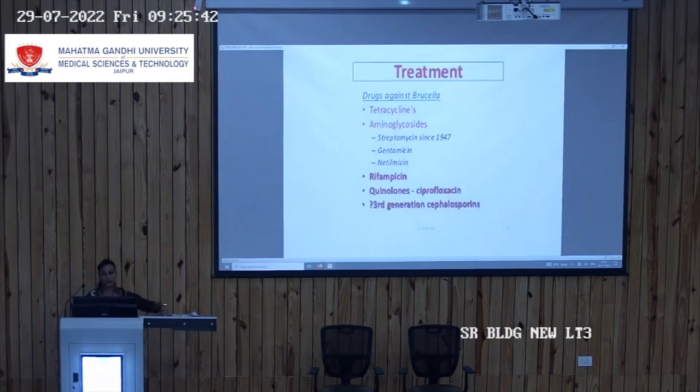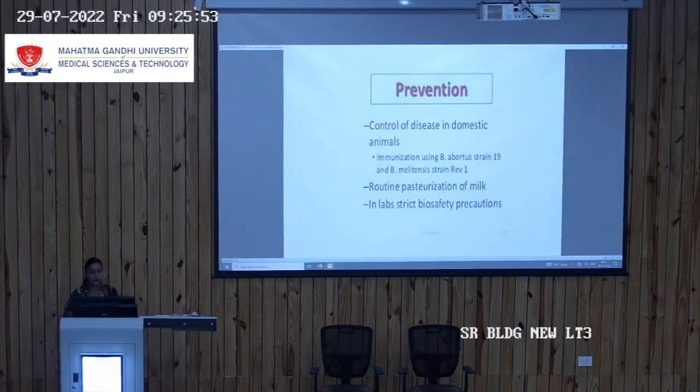Now about the treatment. Tetracycline, aminoglycoside, rifampicin, quinolones, and third generation cephalosporins may be given for treatment. For the prevention of this disease, immunization using the B. abortus strain or B. melitensis strain. Routine pasteurization of milk should be done, consumption of raw milk should be avoided, and in the lab strict biosafety precautions should be practiced.